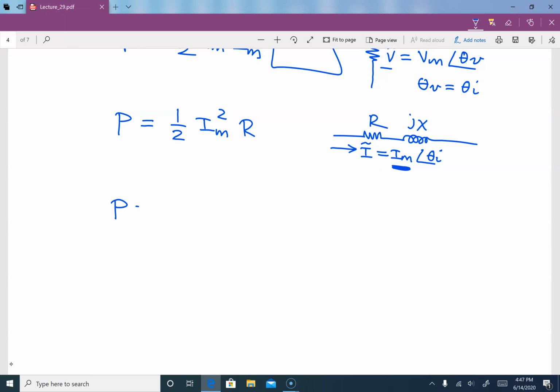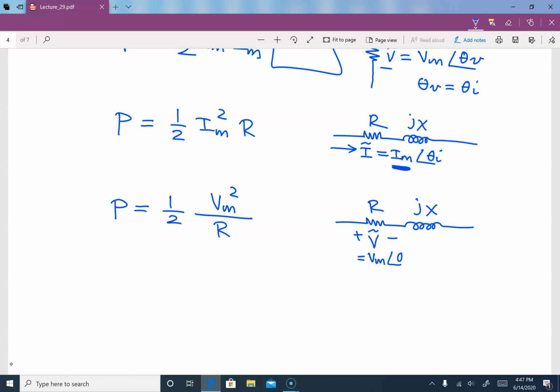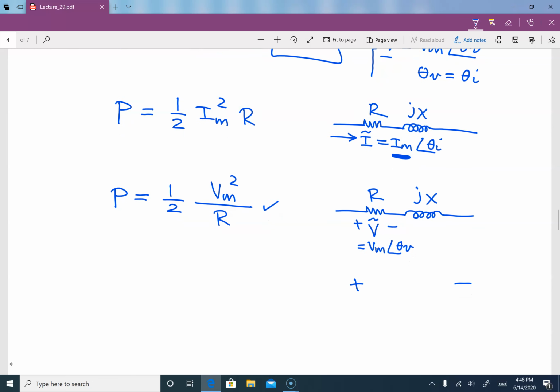And the last case is 1/2 Vm squared over R. In this case, if I have R and jX, I have to know the value of the voltage across the resistor by itself. That is Vm with angle theta V. We cannot take the voltage across the whole thing. We take the voltage across the resistor by itself, then we can use this equation.